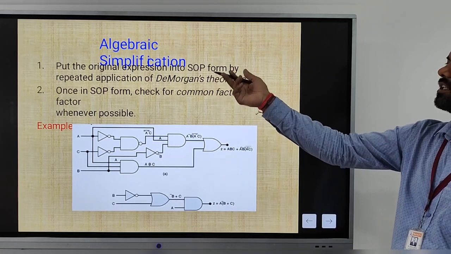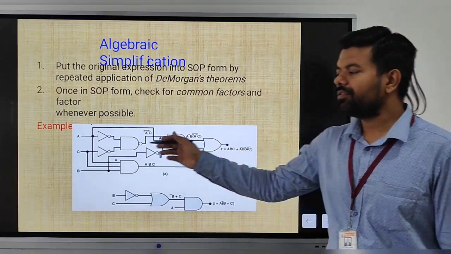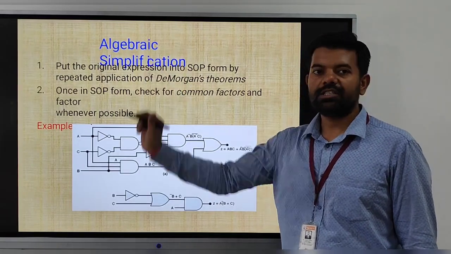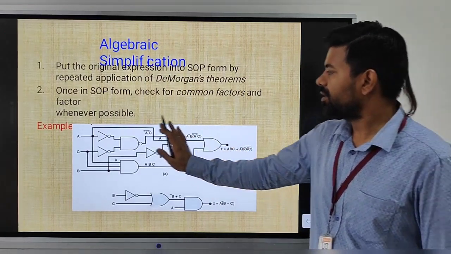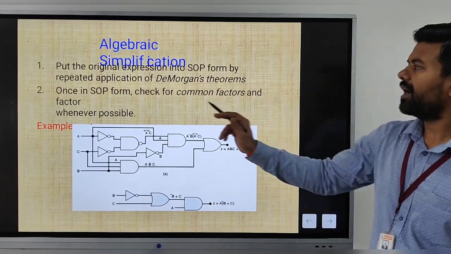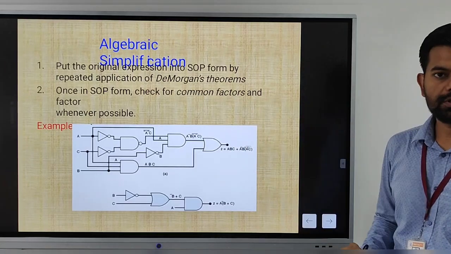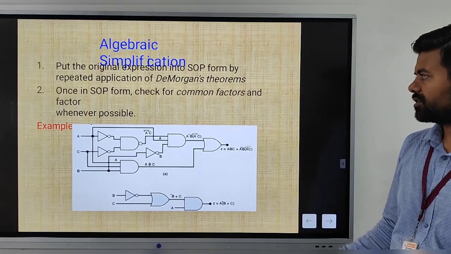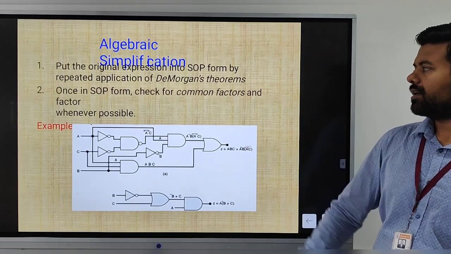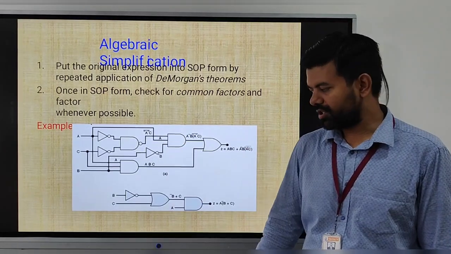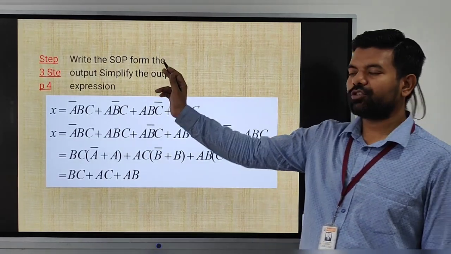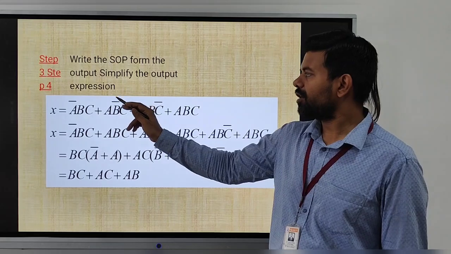Logic algebraic simplification. Now how will we simplify this? First we will see how we can simplify it with algebraic simplification. First we need to get the output. We put the original expression in SOP form by repeated application of De Morgan's theorem. Then once in SOP form, check for common factors and factor wherever possible. Write the SOP form output, then simplify the expression.